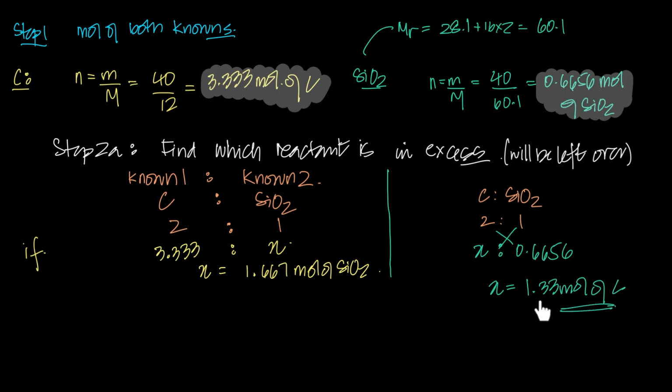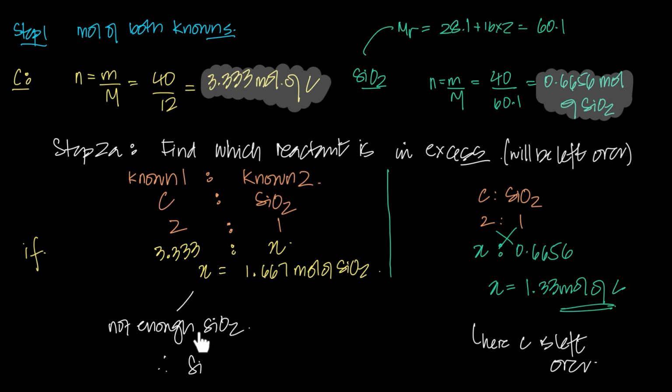When I do the math, I only get 1.33 moles of carbon. So now I have two different ways of finding out carbon is in excess. You know why? Because on the right hand side I have carbon left over, and on the left hand side I don't have enough SiO2. You see, it's the same idea. Either one will tell me which is excess; the other is limiting.